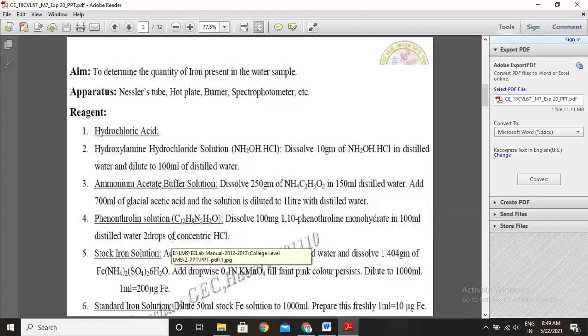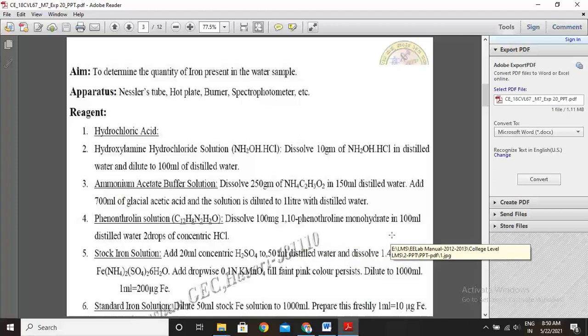Next, phenanthroline solution is required. How to prepare this phenanthroline solution? Dissolve 100 milligram of 1,10 phenanthroline monohydrate in 100 ml double distilled water and 2 drops of concentrated HCl. Now we get phenanthroline solution.